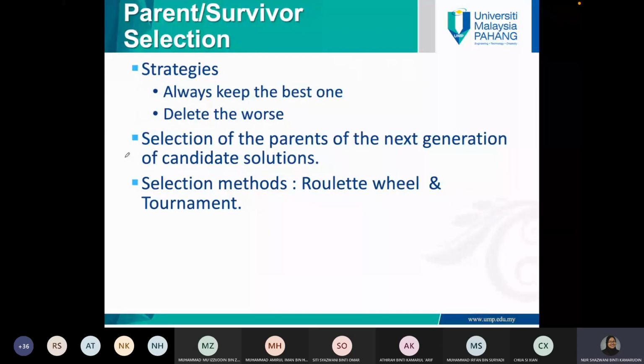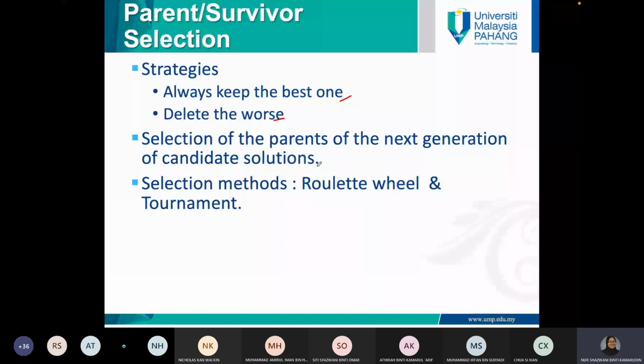All right. So, parents or survivor selection. Choosing the parents. The strategy in choosing the parent chromosomes is always keep the best one and delete the worst. The selection of the parents of the next generation of candidate solutions will affect the solution. The moment you select which chromosome will be the parent, it will affect your solution.